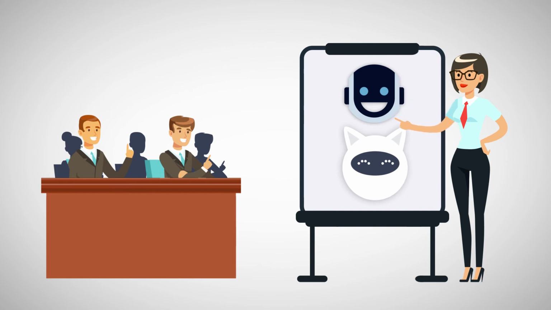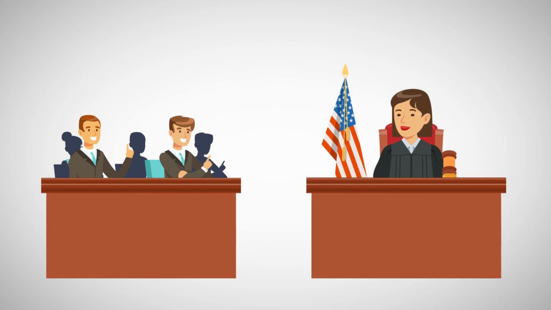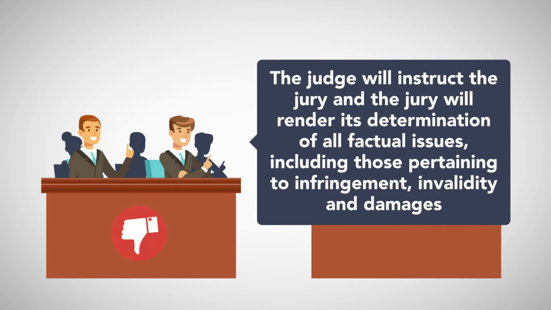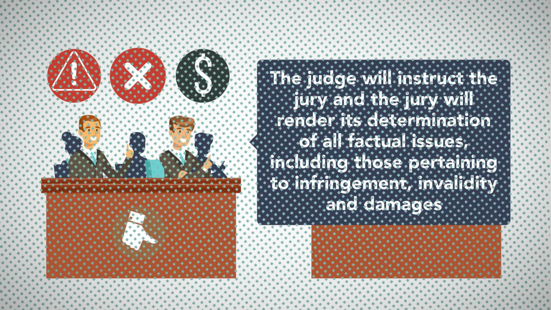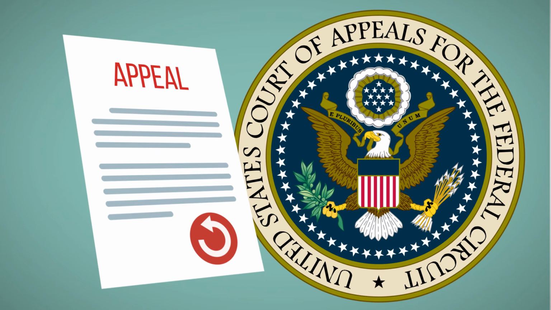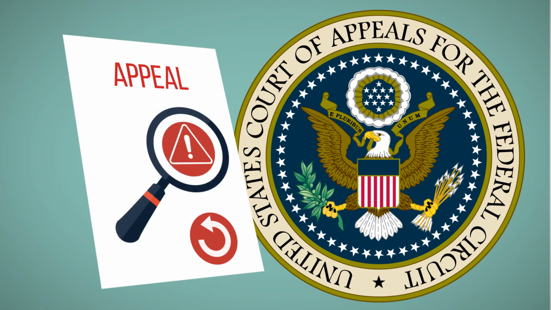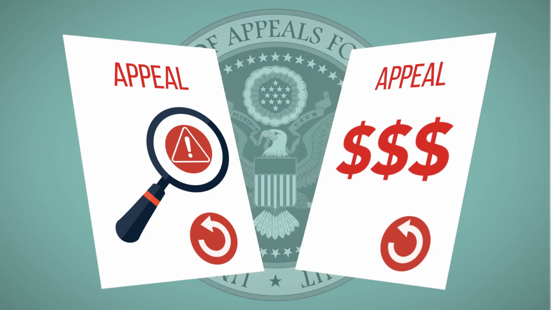At the close of evidence, the parties might move for judgment as a matter of law. If they are unsuccessful, the judge will instruct the jury, and the jury will render its determination of all factual issues, including those pertaining to infringement, invalidity, and damages. Parties to patent litigation can appeal the trial verdict to the Federal Circuit Court of Appeals. It is not uncommon to have cross appeals, such as the alleged infringer appealing an infringement finding and the patentee appealing the amount of damages.